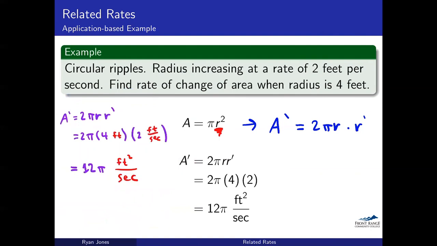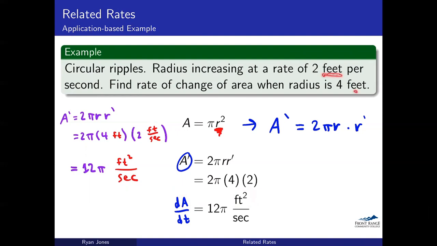This A prime right here, I could write that as dA/dt. And what I know, just from understanding shapes and things like that, is that area is going to be in terms of square feet, right? If you talk about the area of a room, you talk about, hey, how much space is in this room? 300 square feet, 300 feet squared. Area is always going to have units of feet squared. And like I said before, it doesn't necessarily have to be feet. It could be meters squared, it could be centimeters squared, but it's always going to be some length that's being squared.